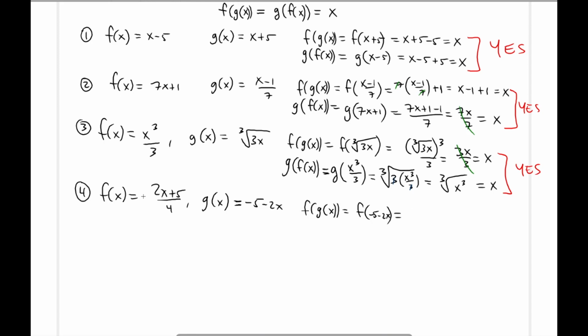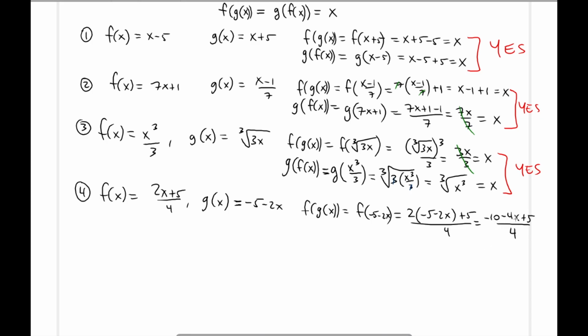Okay, so that's going to be what? That's going to be 2 instead of this x, we put the entire input, which means the g, so minus 5 minus 2x, and then don't forget it's a fraction. There's a plus 5 in that numerator still, and divided by 4. What does that tell us? So that's negative 10 minus 4x plus 5 over 4.